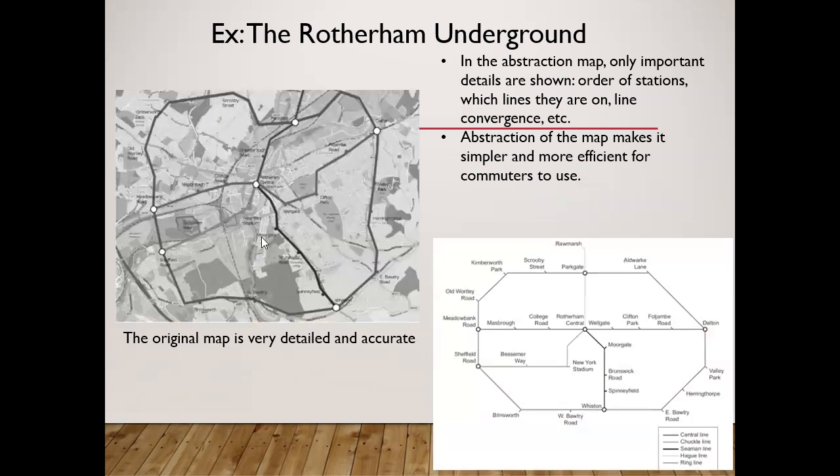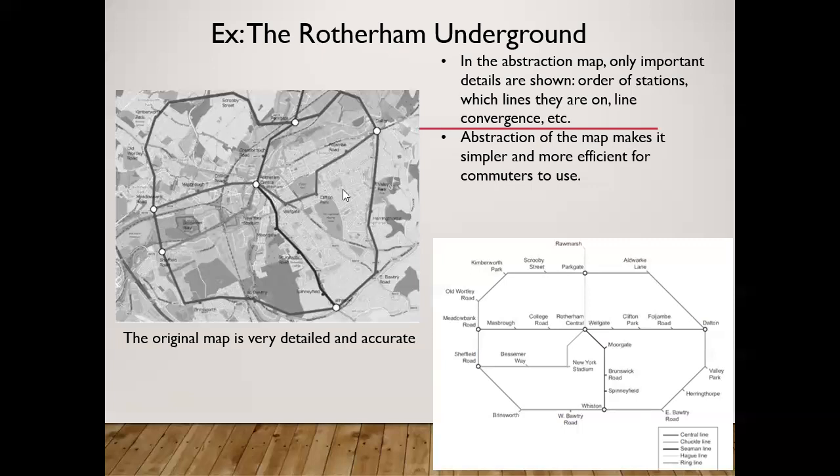So hopefully you'll remember this. Remember, I spoke to you about this. Remember the Rotherham subway system? The actual map of Rotherham is quite complex. The abstract map that you'd see on the metro is much more simple because it has all the information that we need. It doesn't have information that we don't need.